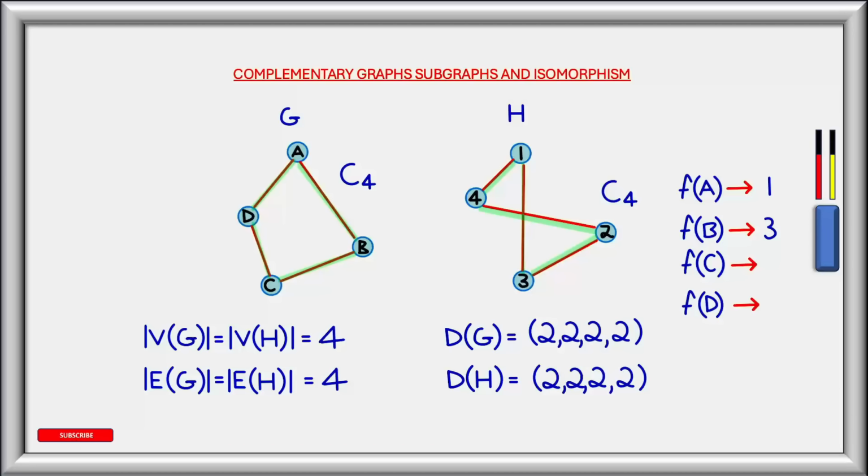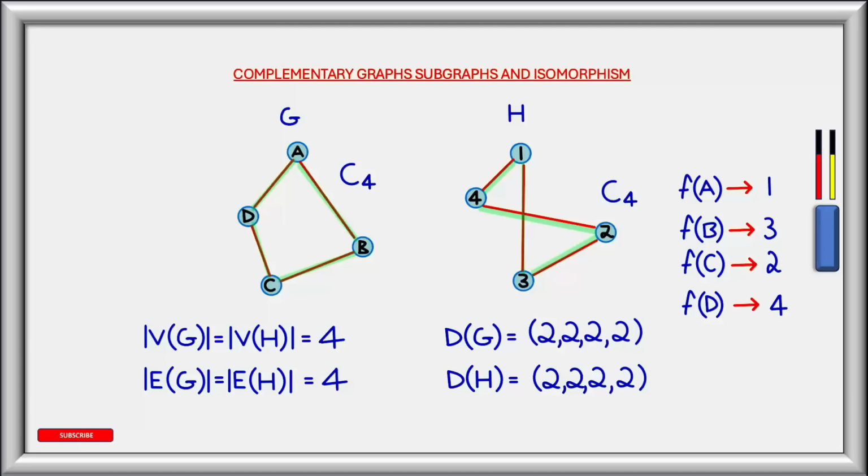So if we look at graph G, vertex B connects to vertex A and C. And in graph H, vertex 3 connects to vertex 2 and vertex 1. So we know that vertex 1 maps to vertex A. So therefore, vertex 2 is mapped to vertex C. And we can map vertex D to vertex 4.